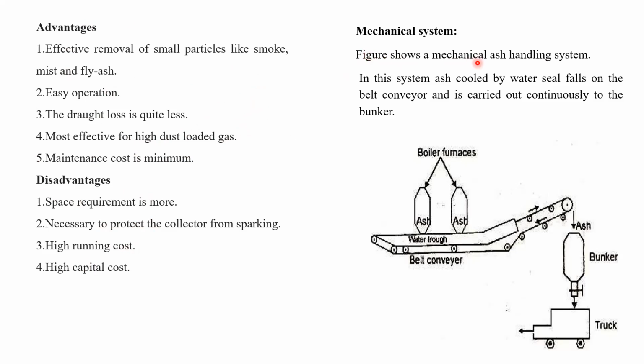Mechanical system. This figure shows the mechanical system. There is the boiler furnace, with ash connected at the bottom in the form of grinders and crushers, or it can directly fall into the water trough. This ash is cooled by water while falling down onto the belt conveyor and is carried out. Means there is a water hopper, the ash is cooled down, and then it is taken on the belt conveyor, where it is sent to the bunker.